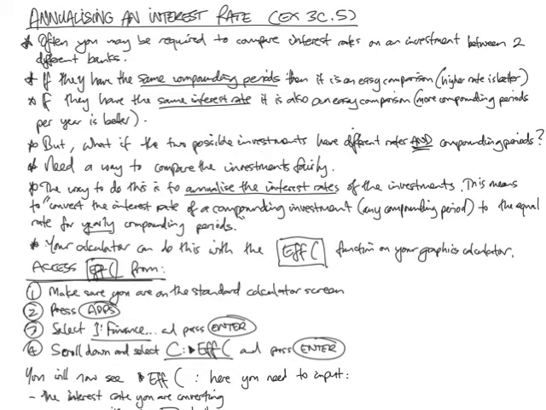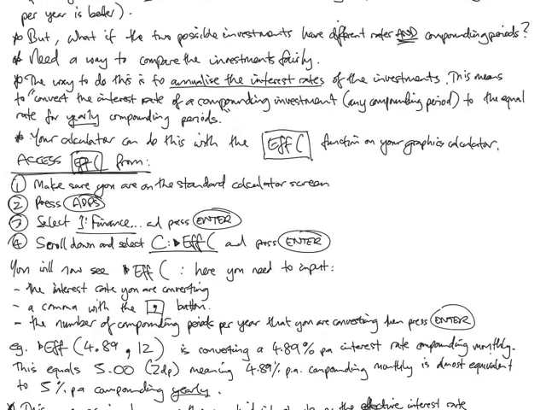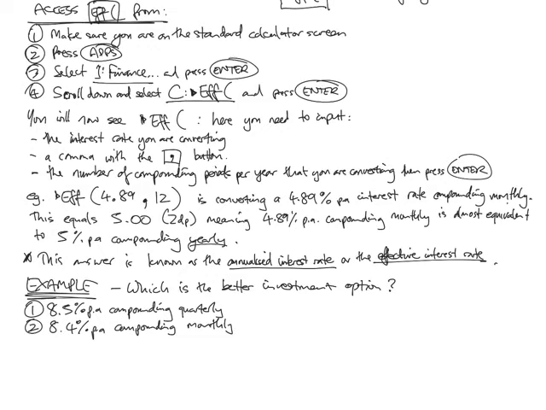Now thankfully your calculator can do this with the EFF function that's on your graphics calculator. So how do you access that? I'm going to show you how you do that on the TI-83. So turn your calculator on. You need to make sure you're on the standard calculator screen, so when you turn it on, you've got the little cursor flashing, ready to accept numbers, as if you were just calculating a normal function. You have to do it from there.